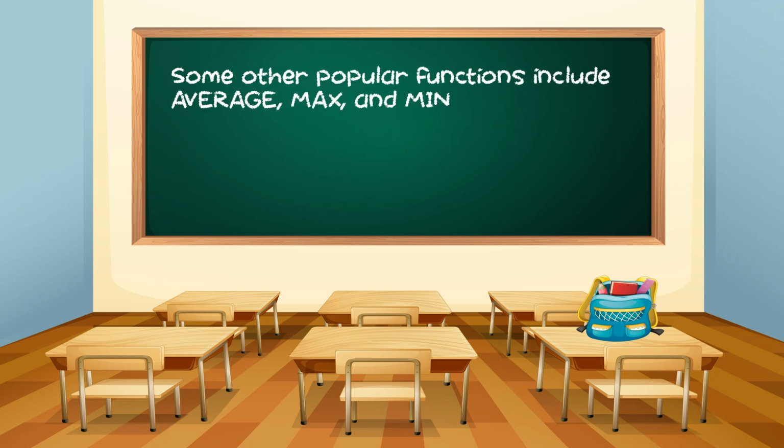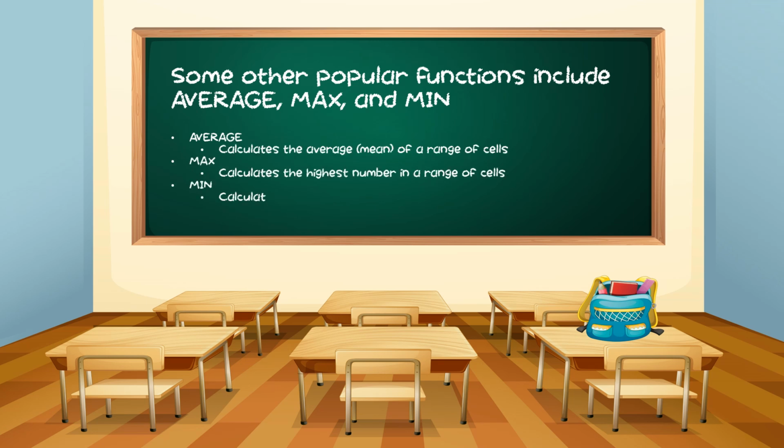Some other popular functions in Excel include the average, max, and min functions. The average function calculates or displays the average or mean of a range of cells. The max function, short for maximum, displays and calculates the highest number in a range of cells. And of course, min or minimum will display or calculate the lowest number in a range of cells.